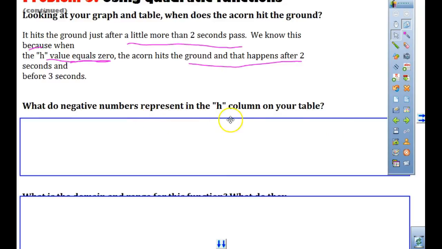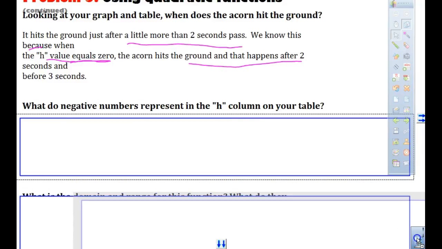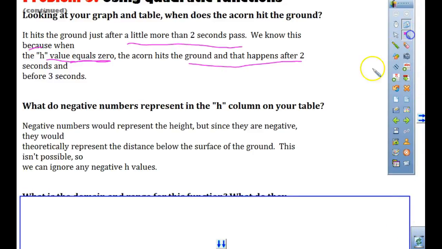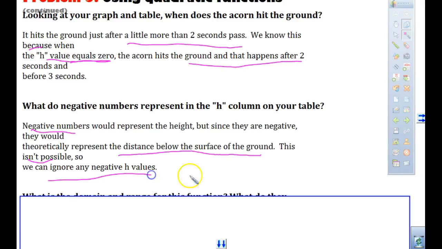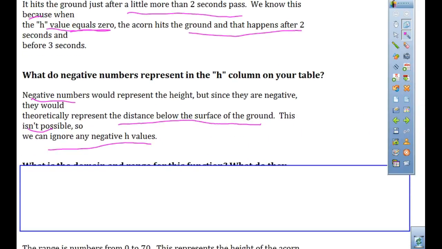Because what do negative numbers represent in our h column or in our table? If we are thinking about those negatives, and again, I wouldn't write down all of this, negative numbers would theoretically represent the distance below the ground, right? So negative numbers represent the distance below the ground. So it isn't possible to have that acorn go negative 74 feet below the ground, right? So we're going to kind of ignore those negative values in our real life situations.